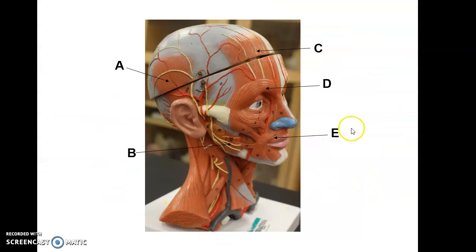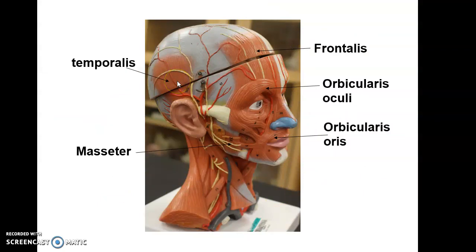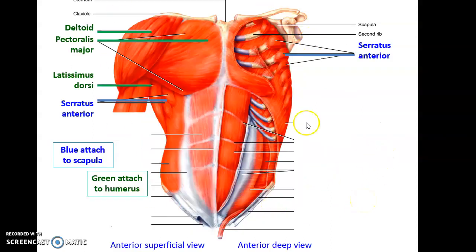Here is a head model. A here is temporalis. B is frontalis, orbicularis oculi, orbicularis oris, masseter right here. There's buccinator, there's sternocleidomastoid. All right, here is the torso. So around the torso and near it, we have the deltoid muscle on our shoulders.